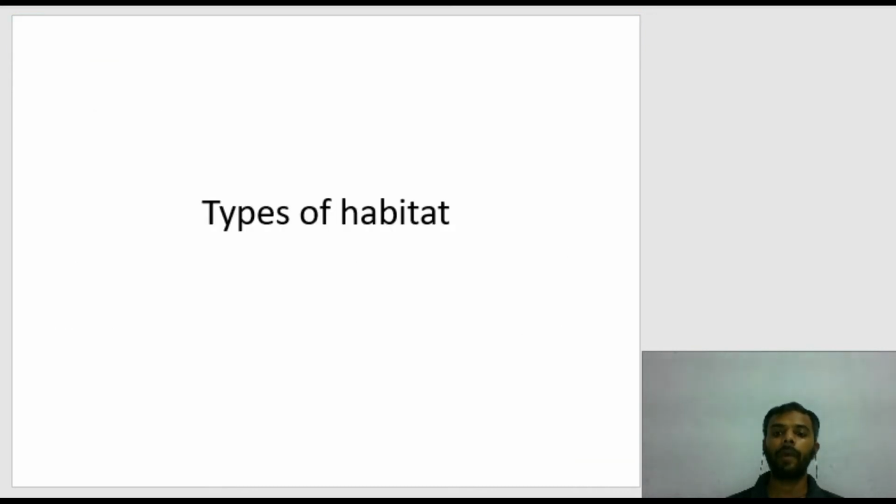Now, types of habitat. Like I said earlier, birds can be found anywhere, even around your cities, your backyard, your home, your school, your college, your garden, everywhere. But different species of birds are adapted to different homes or habitats. Habitat is the home range of a bird species. And now let me show what kind of habitat the birds prefer.